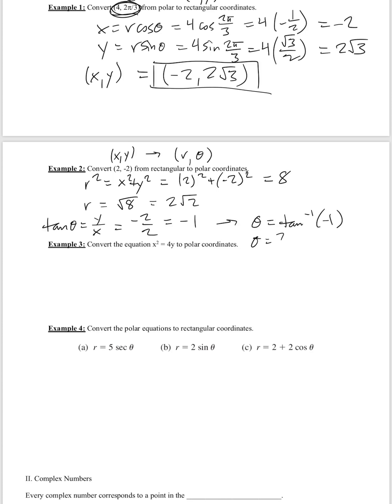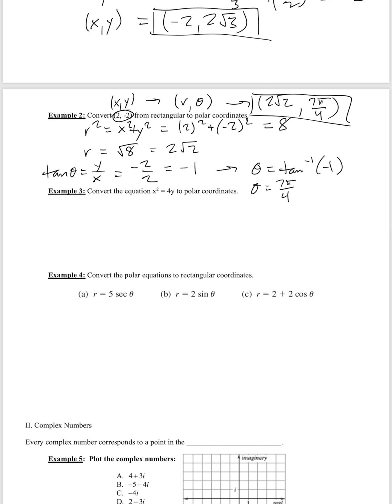So theta is 7 pi over 4. So that means my polar coordinates, r theta, are 2 square root of 2 and 7 pi over 4. Those are my polar coordinates. So if I plot that point, it's going to be the same as if I plotted xy equals 2, negative 2.